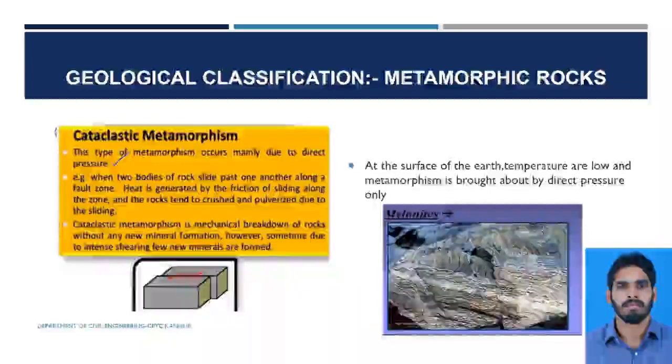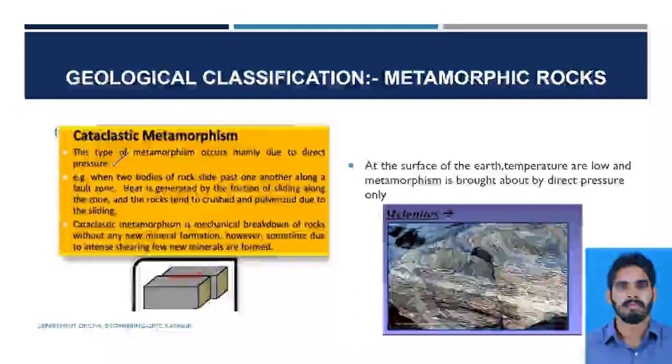Heat is generated by the friction of sliding along the zone, and the rocks tend to crush and pulverize due to the sliding. Due to the extreme pressure, heat may be generated. Cataclastic metamorphism is the mechanical breakdown of rocks without any new mineral formation. However, sometimes due to intense shearing, a few new minerals are formed. This is known as cataclastic metamorphism.